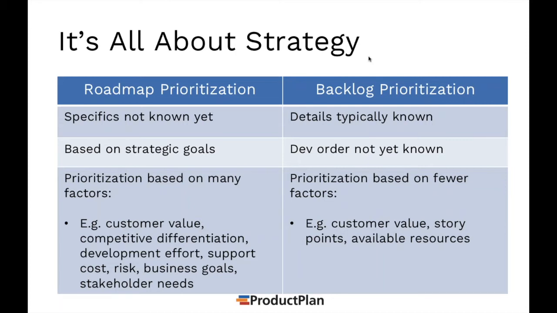So you're prioritizing based on the customer value, certainly, but you're basing it on things associated with project management: story points, the resources that you have available, whether you have a particular team that's available that specializes in a certain thing. So the roadmap is about prioritizing the big picture and strategic goals, and the backlog is representing those things that are already known. The only thing that you don't know in the backlog is the development order, and that's where the prioritization comes into play on the backlog. And we'll talk a little bit about that.